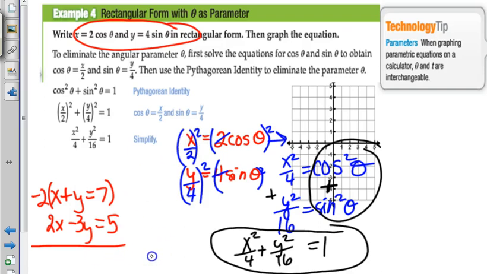Okay, like I said, it kind of just feels like magic, right? Because it's like, how did you... But that's like the proof of it. That's why it equals 1, because cosine squared plus sine squared equals 1.